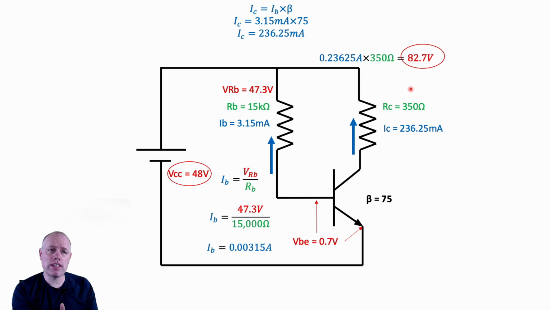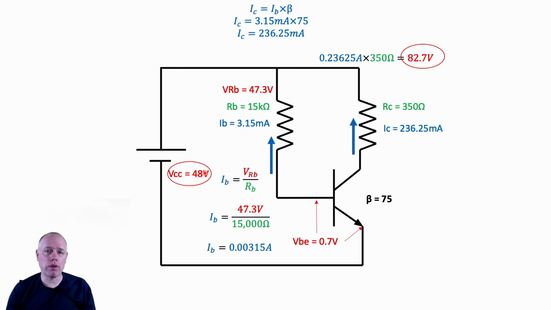This 82.7 volts is larger than 48 volts. We're not just making voltage out of nothing here. At this point, we say that the transistor has become saturated. It has got more voltage on the RC than it has available to it, which is impossible. Now, there's a few points to make in saturation.